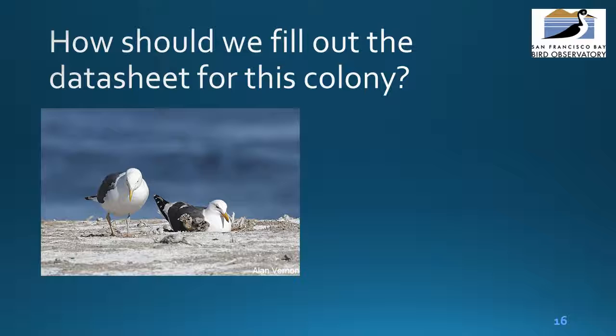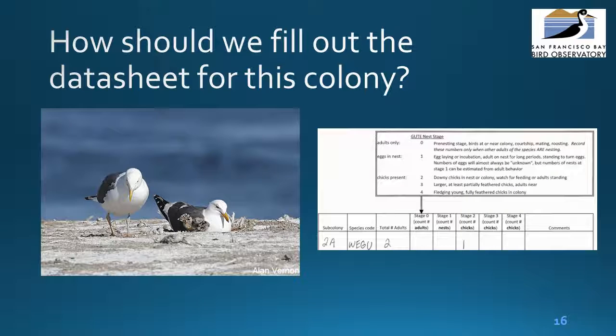This is a simple example of how to fill out the data sheet. For the purpose of the example, this is a western gull, but you will only be looking for California gulls. In this case, there are 2 adults, so you would fill in 2 under the total number of adults in the subcolony, and since they have a chick, you will fill out 1 for the number of chicks in stage 2, and leave the other stages blank.